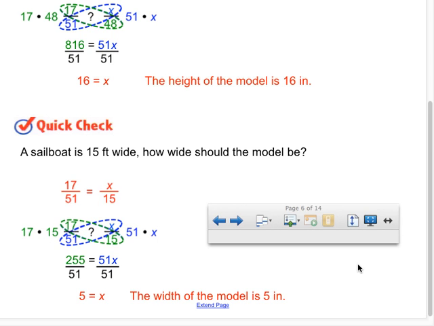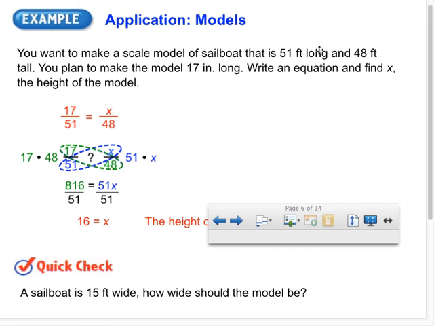Okay, question in the back? There's a couple other ways, but the cross product method is kind of like the cookbook method of doing it. Because we had the length of the boat up here was 51 feet long, and then the length of the model was 17 feet long, so we use that to make our ratio.